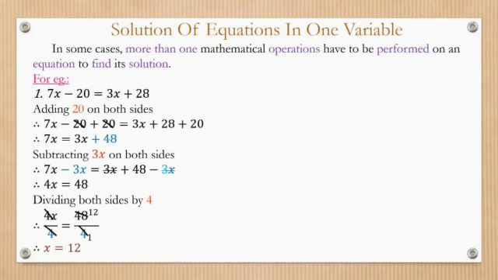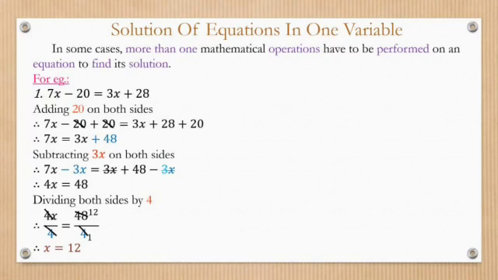Then now you are going to remove 3x from both the sides. Remove 3x because if you have got x on both the left hand side and right hand side, you cannot find the value of x. Can you? No. So here let us subtract 3x from both the sides. So 7x minus 3x is equal to 3x plus 48 minus 3x.